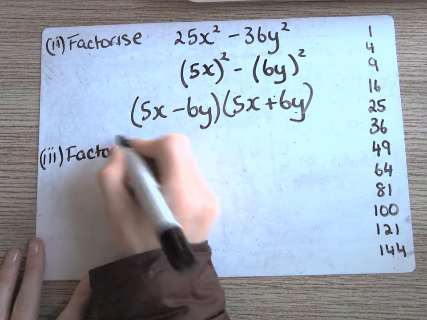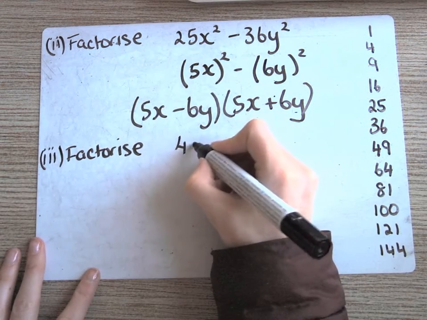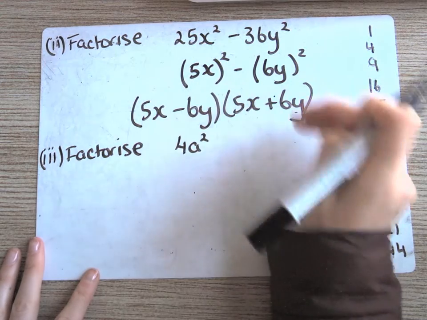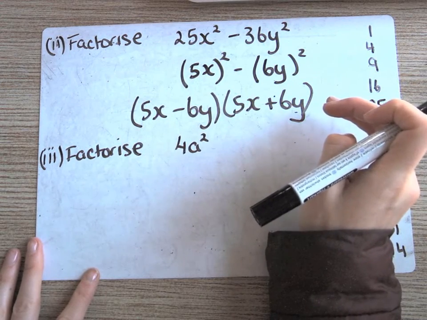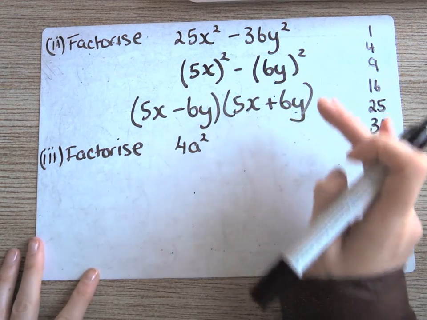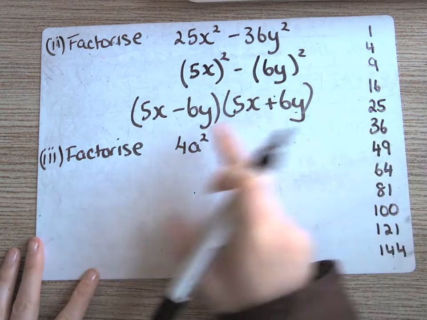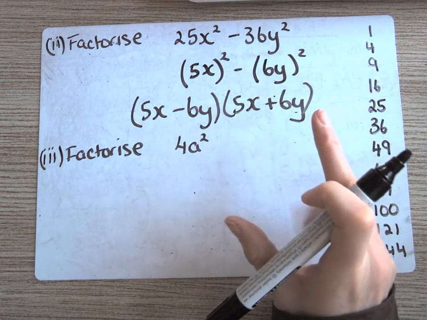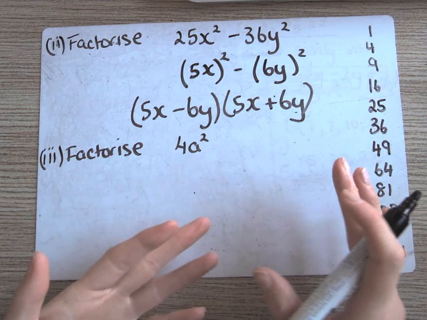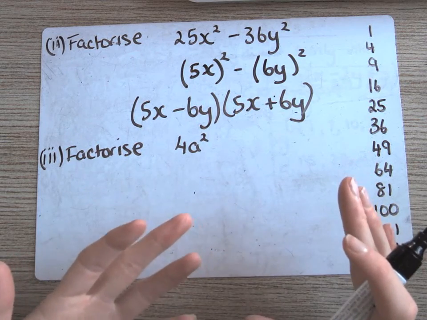How come the numbers at the end are squares? This is just how you do difference of 2 squares. If you're not going to square the numbers at the end, it's a completely different sum. Remember we did a method for factorising by grouping. This is our method for factorising difference of 2 squares.